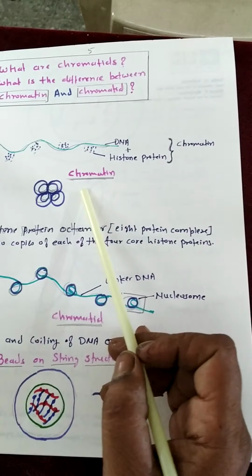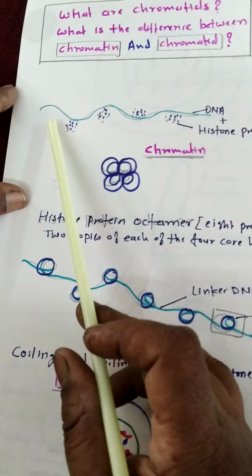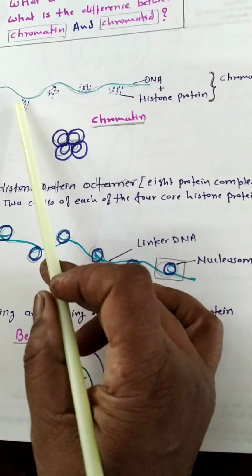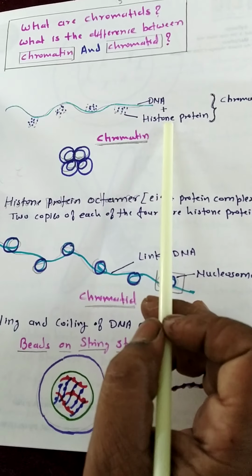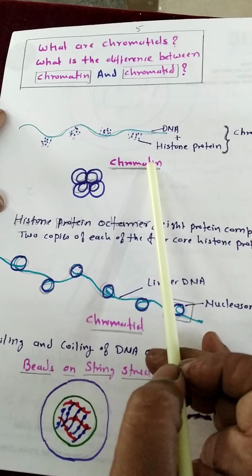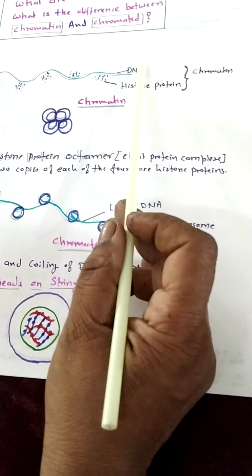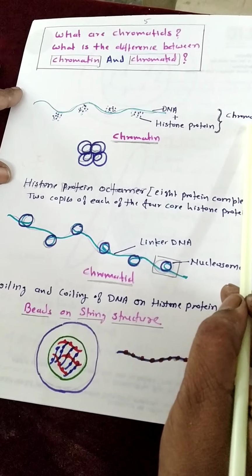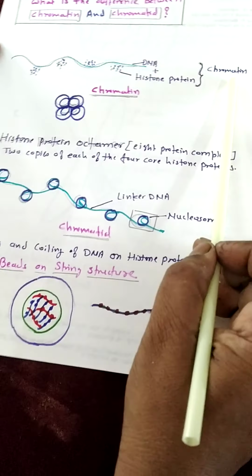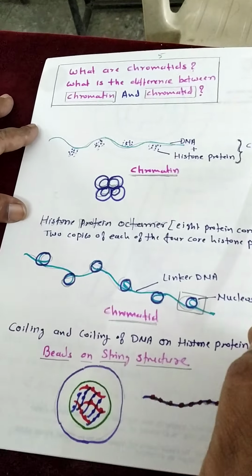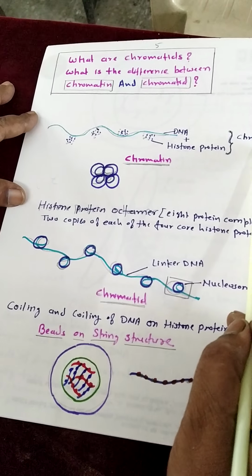So see here, this is the thread-like structure, that is DNA, and it is surrounded by this dotted structure. They are the histone proteins. So this is the chromatin. Chromatin means what? DNA plus histone protein is called chromatin. As we know now, the DNA of a single cell, if measured, comes to be 2 meters long.